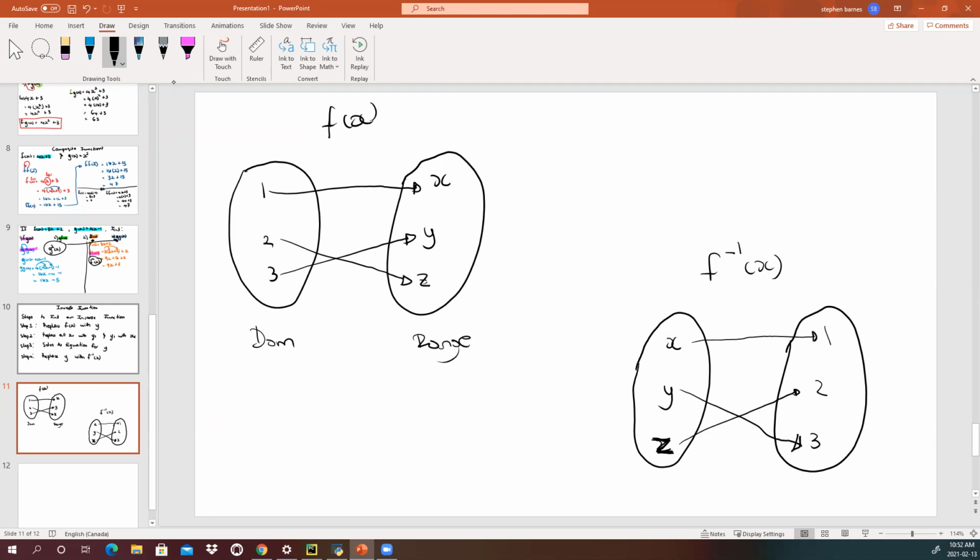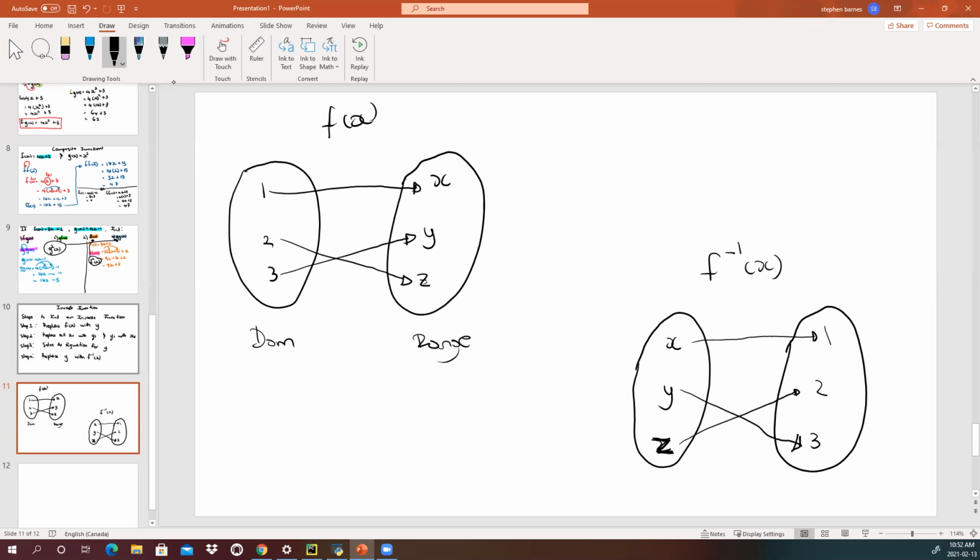Now, this is a regular function. The inverse of this function is written f to the -1, superscript -1, of x. What that really represents is just the reverse of the function. It's like you're doing the reverse mapping. For f of x, you had 1 in the domain mapping to x in the range. In the inverse function, the reverse is true. X now becomes the domain and it maps to 1 in the range, and so on and so forth.